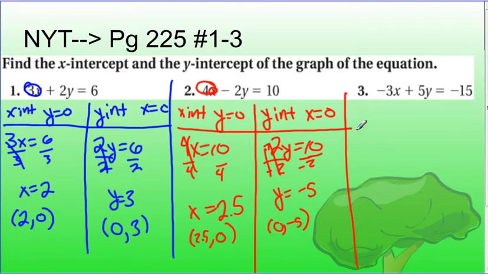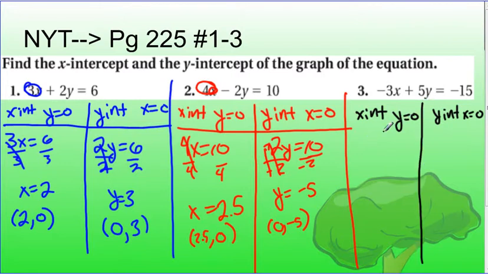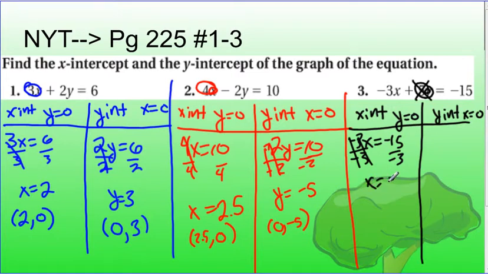Lastly, number 3. The x-intercept is when y equals 0. The y-intercept is when x equals 0. We can squish it in there. Okay. So if I plug in 0 for y, that piece is 0. 5 times 0 is 0. That piece cancels. So I have negative 3x equals negative 15. Divide by negative 3 on both sides. These cancel. x equals 5. So I have the point where the x-coordinate is 5 and the y-coordinate is 0.